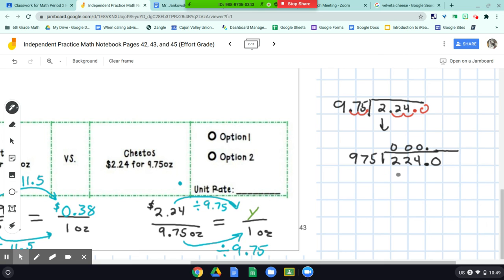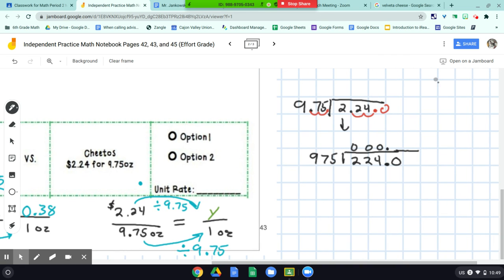How many times does 975 go into 2,240? Well, I think probably 2 because 975 is almost 1,000, right? So let's do 975 times 2, and let's see what we get. 2 times 5 is 10, carry the 1. 2 times 7 is 14, carry the 1.